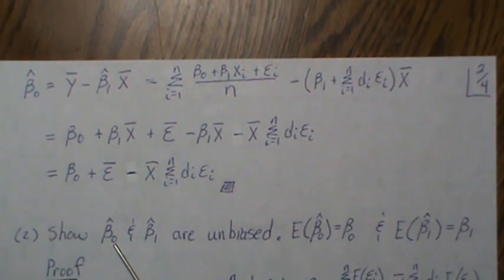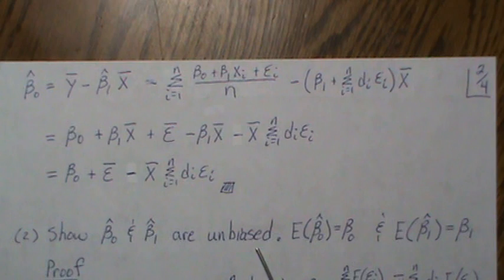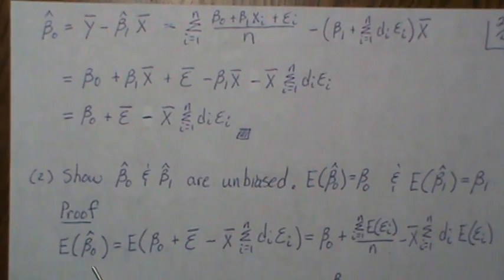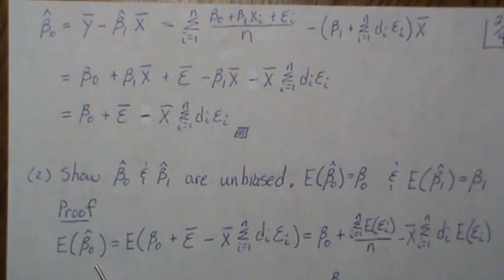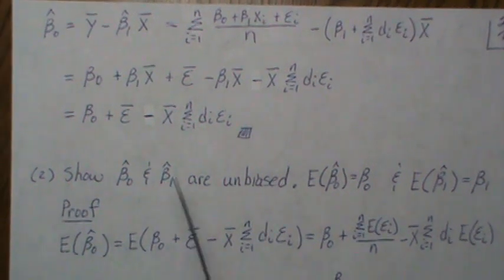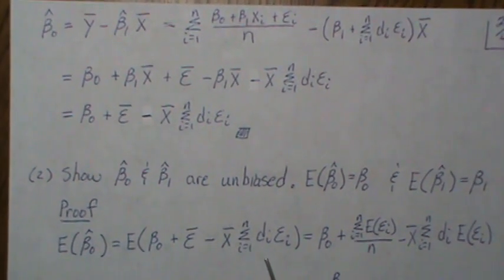So let's show that our least squares estimates are unbiased. That means the expected value is the parameter that we're estimating. So let's prove that. The proof that beta naught hat is unbiased: we plug in what we just derived for beta naught hat, which is this.